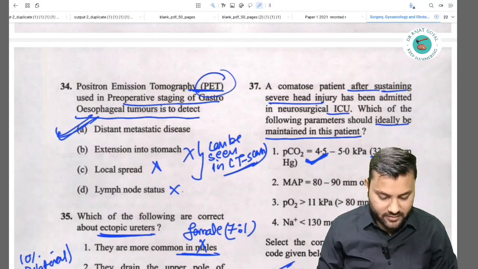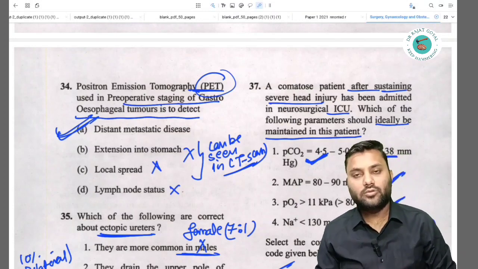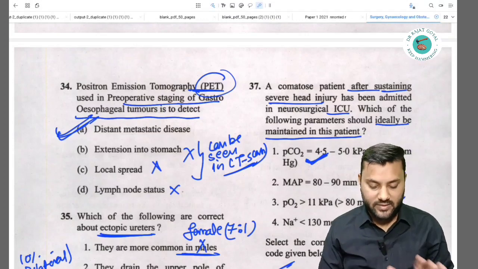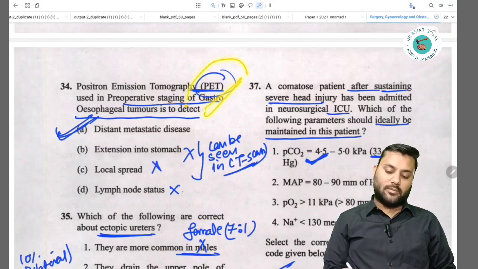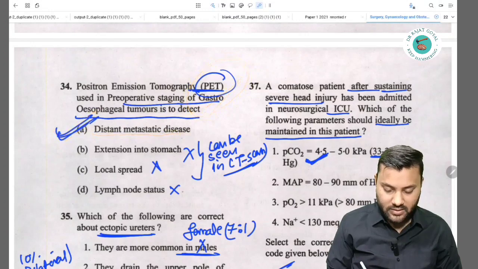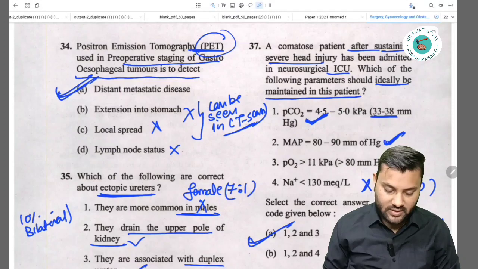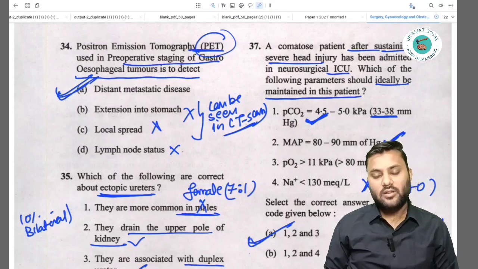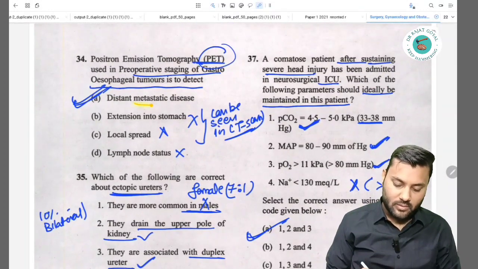The PET scan is used in pre-operative staging of gastroesophageal tumors to detect, generally, distant metastatic disease. So it is generally used for finding where the tumor has spread. So our answer will be option A, distant metastatic disease. For local spread, the lymph node status and the extension into the stomach, we can also find it on the CT scan. So for PET scan, metastatic disease can be found.